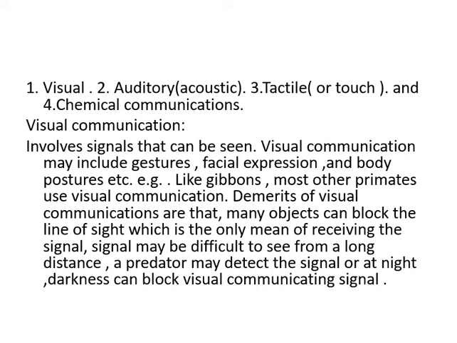etc. For example, like gibbons. Gibbon is a mammal, just like monkey. Most other primates like gibbon use visual communications, but there are demerits of visual communications, and that is, many objects can block the line of sight, which is the only means of receiving the communications. Signals may be difficult to see from a long distance. A predator may detect the signals, or at night darkness can block visual communication signals of the animals.